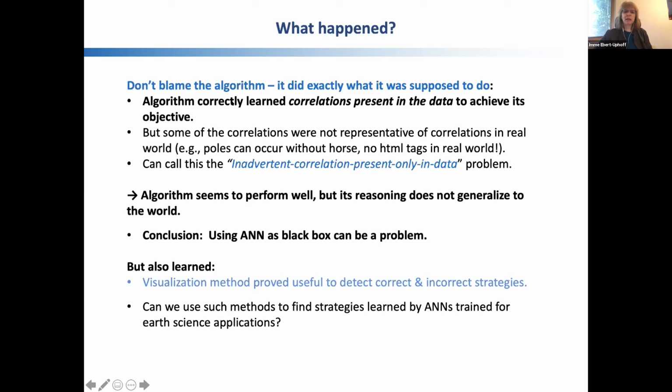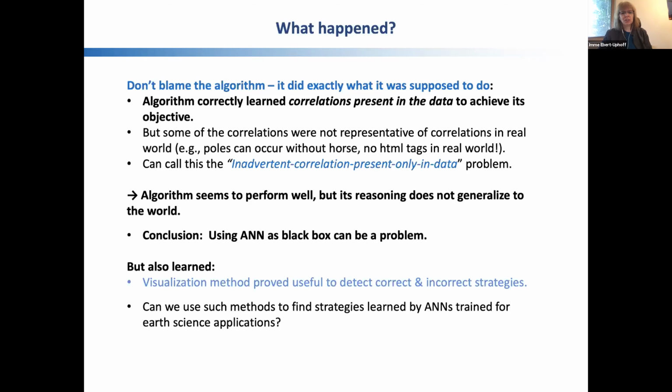So the algorithm correctly learned correlations present in the data to achieve its objective. The problem was really that some of the correlations that were in the images were not representative of correlation in the real world. For example, in the real world, these poles can occur without a horse, and there are no HTML tags in the real world. And we can call this the inadvertent correlation present only in the data problem. And the algorithm then seems to perform well, but its reasoning does not generalize to the world.